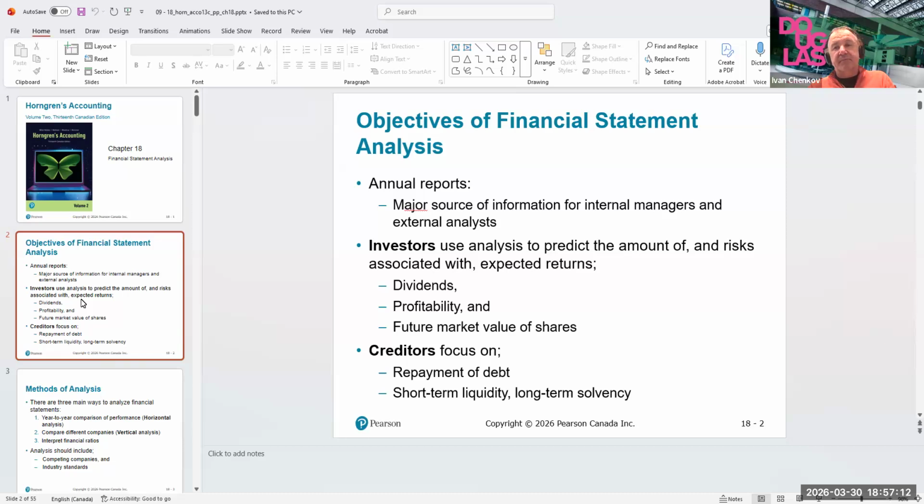Always start with the income statement, then we go to the statement of owner's equity, then the balance sheet, then the statement of cash flows. Cash flow is plural, and we finish with the notes to financial statements. So the annual reports are the major source for the internal managers and external analysts.